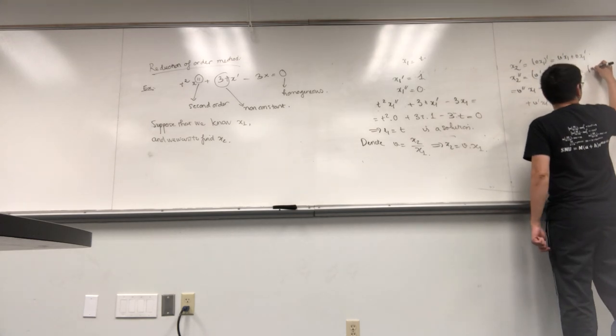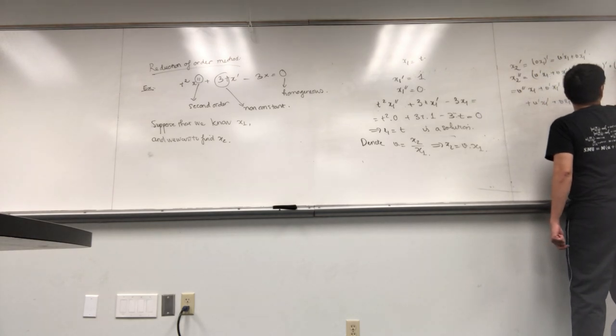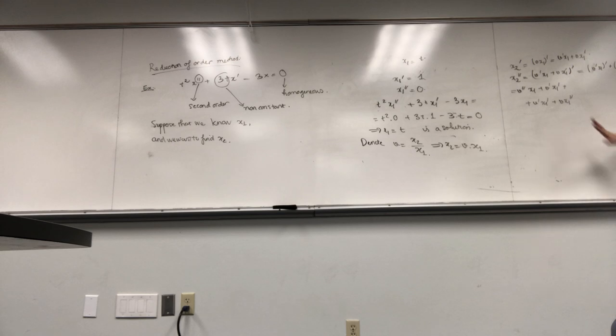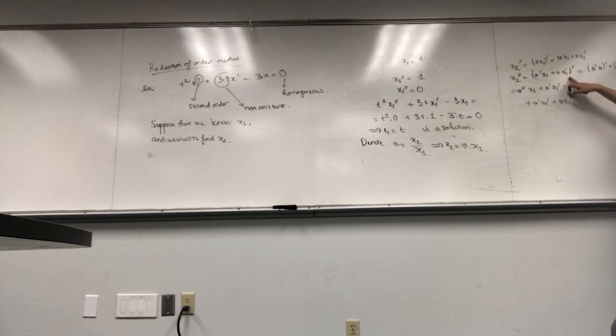So I'm going to be more explicit. I explain again. x2 is v times x1, so x2 prime is v prime x1 plus v x1 prime. Is it clear? Now I compute the second derivative. The derivative of this is v second x1 plus v prime x1 prime, and the derivative of the other is v prime x1 prime plus v x1 second. Questions? So this is the product rule.